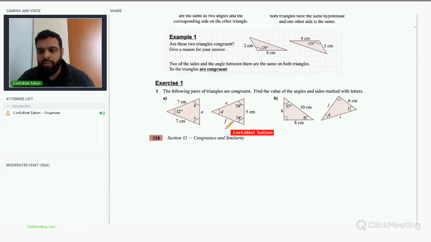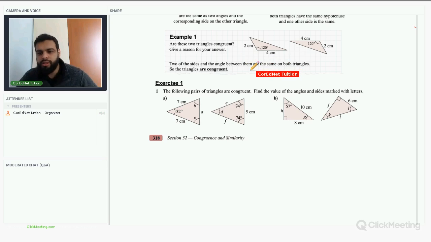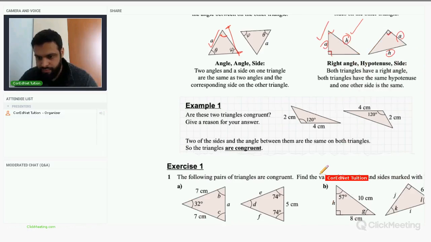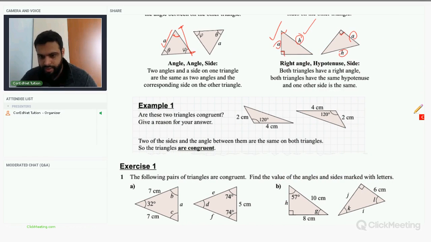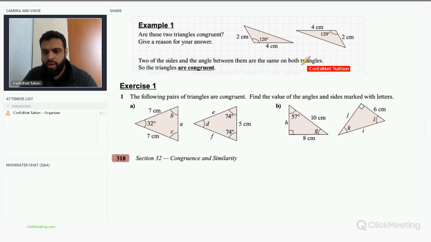Right, okay, so let's look at example one. Example one, are these two triangles congruent? You can see, right, that this and this, both angles are the same, these two lengths are the same. Yes, 2 and 2, 4 and 4. So yes, maybe I'll zoom in. So you can see that both triangles are congruent.